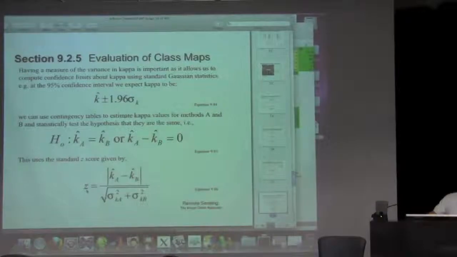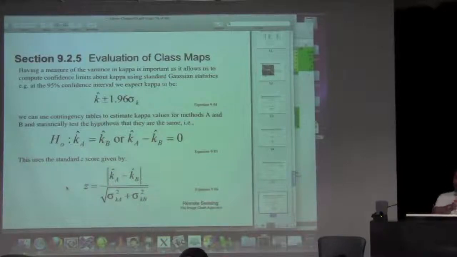If z is greater than 1.96, in other words, for an alpha of 0.05, 95% confidence, then you can reject the null hypothesis and say that one of the classifiers is better than the other. The one with a higher kappa would be better. If you fail to reject the null, you could say that there's no difference between the two classifiers. So if z was less than 1.96, those two classifiers are the same. It didn't make any difference.